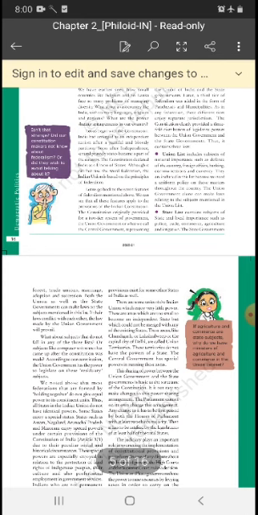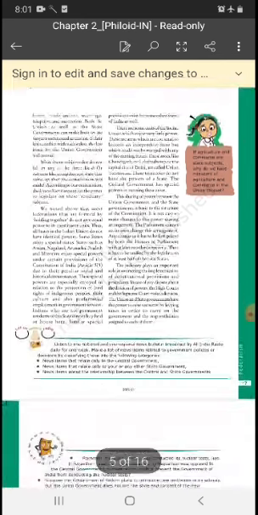Third list is the concurrent list. It includes subjects of common interest to both the union government as well as the state governments. The list includes education, forest, trade unions, marriage, adoption, succession. Both the union as well as the state governments can make laws on the subjects mentioned in this list. If their laws conflict with each other, the law made by the union government will be considered.